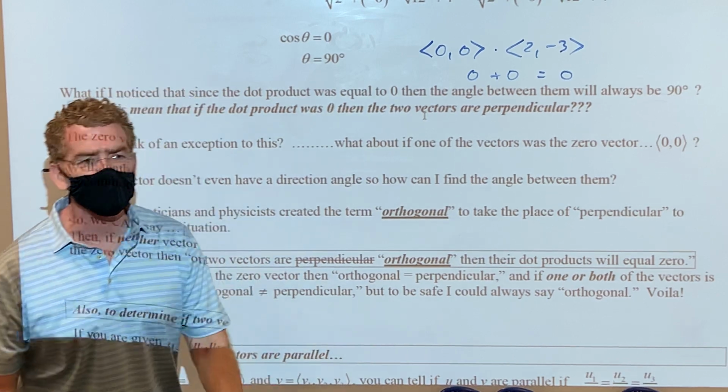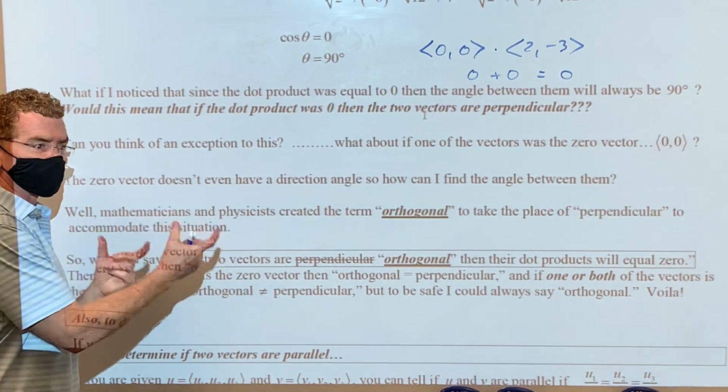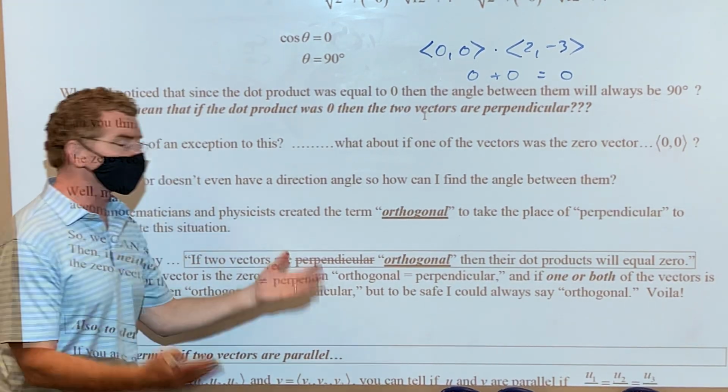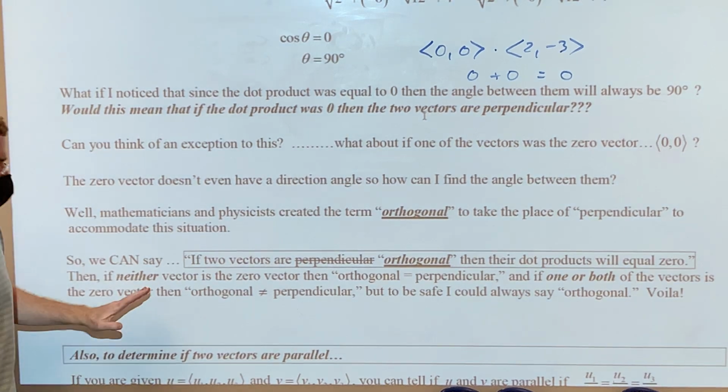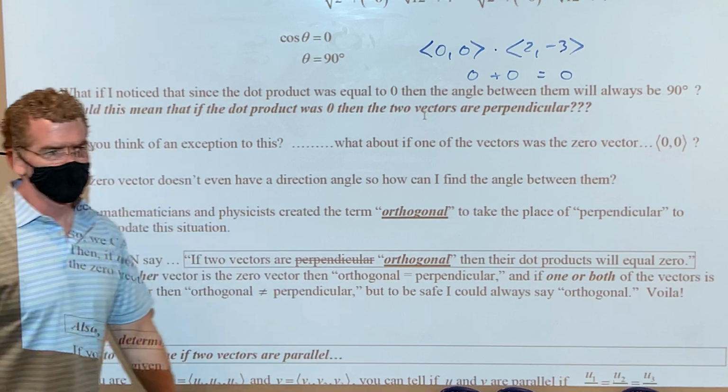So if I say orthogonal, that means perpendicular as well when they're not 0 vectors, but it also accommodates that if one of them is a 0 vector, or both are 0 vectors, I can still say orthogonal. So it's kind of like just a safe place, okay?